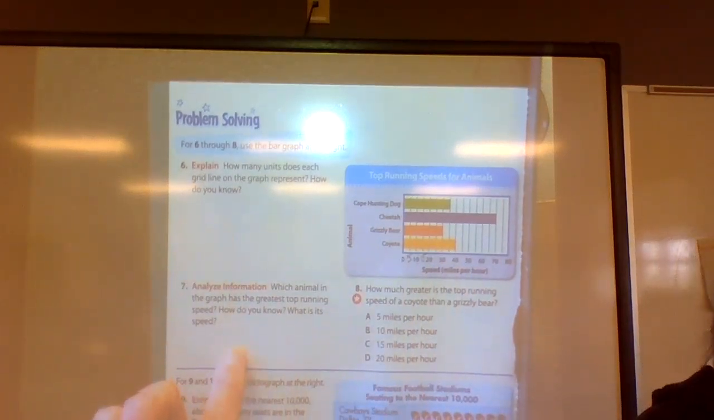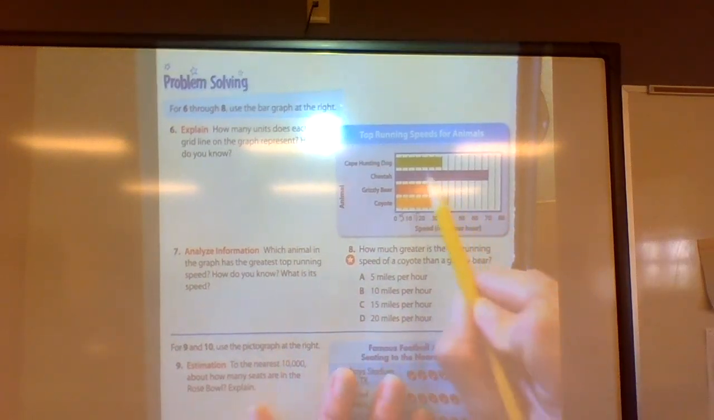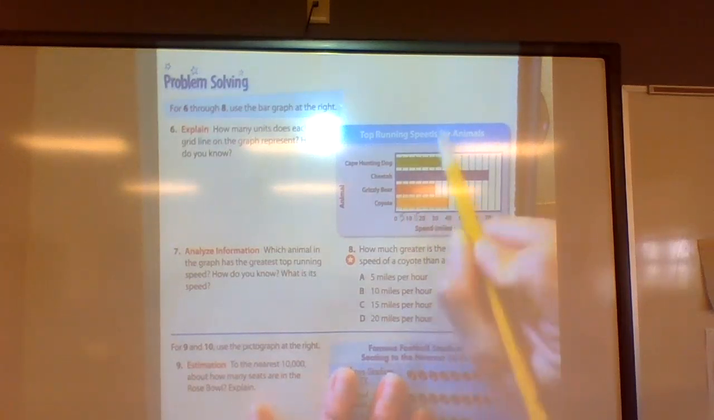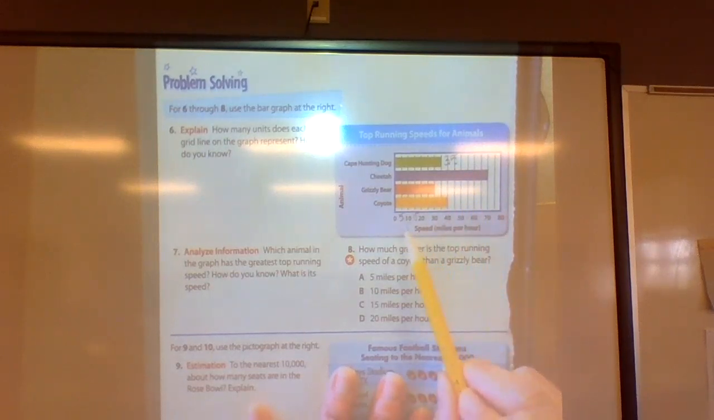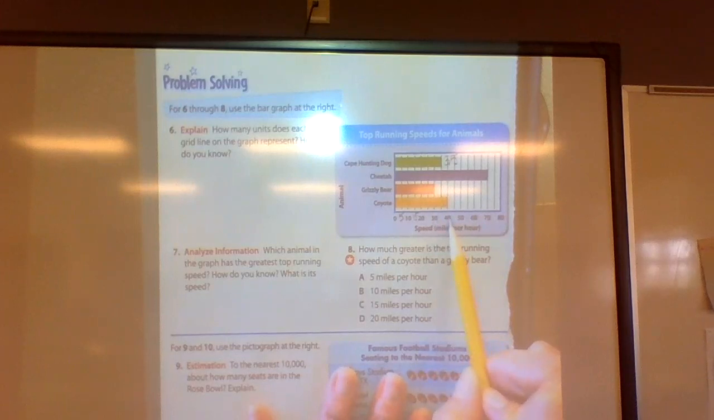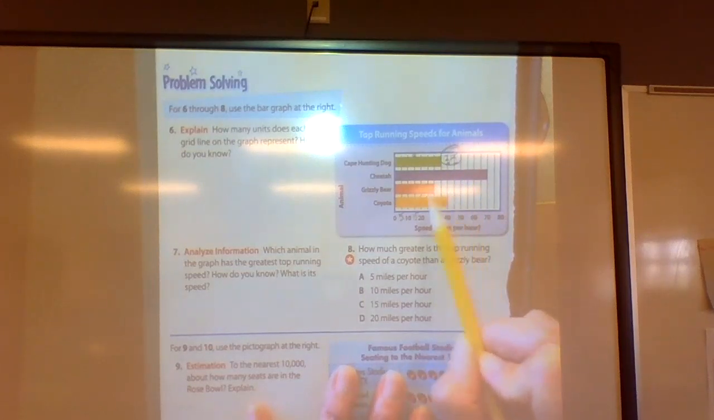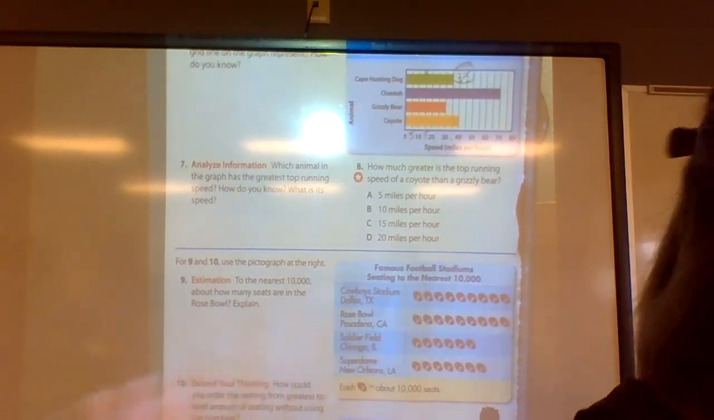So you're going to answer your questions on that, but make sure you label. For instance, Cape Hunting Dog, you're going to label that 35 because here's where it falls in between the 30 and the 40, so it would be 35. Okay, and you're going to label all of your bar graphs and all of that data so you can have that information handy.